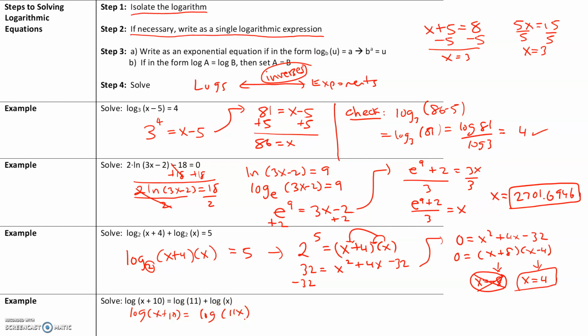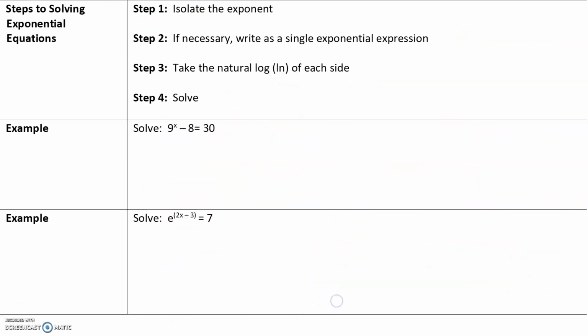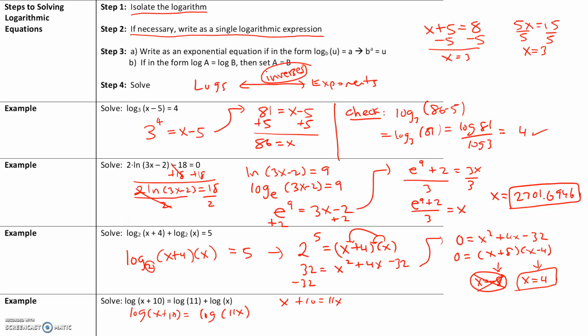So on the left side, we have log of (x plus 10). On the right side, we have log of 11x. If these two sides are going to be equal, then x plus 10 must equal 11x. So we subtract x from each side. This gives us 10 equals 10x. We divide both sides by 10, and we get x equals 1.